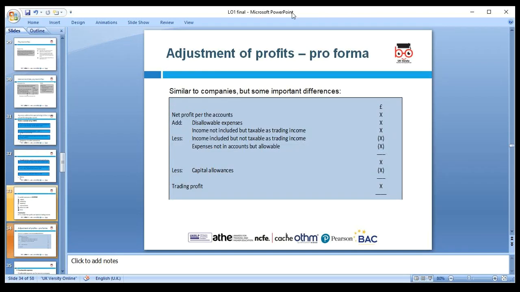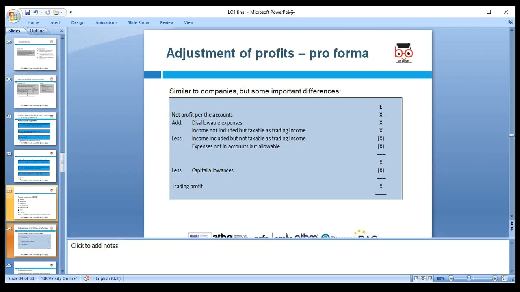Adjustment of the profit and the pro forma: net profit per accounts, then disallowed expenses. What about the depreciation? Is depreciation an allowed expense? What do you think? For tax purposes, no, it's not. So in your profit and loss, if you charge depreciation, it needs to be added back. And if we have allowed expenses, you deduct capital allowance as well, and then you get your trading profit, and then tax, of course, we can calculate.